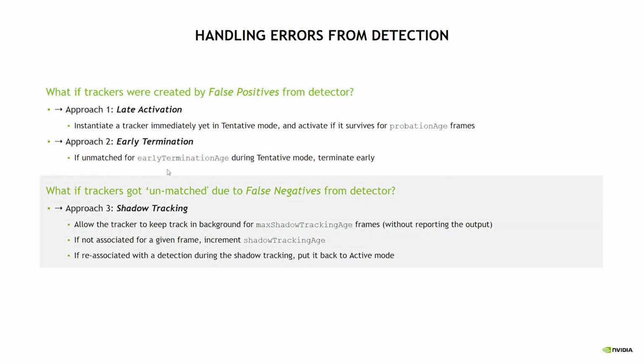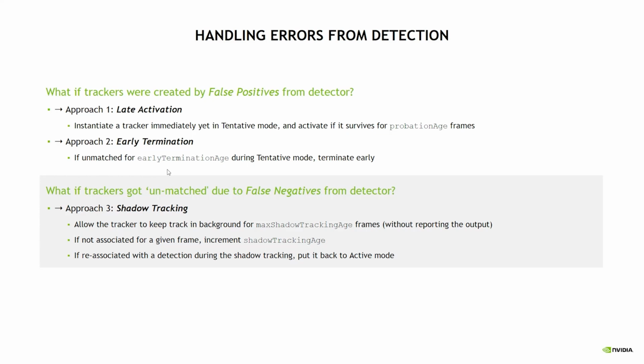Some of the targets may not be matched due to false negatives from the detector. Then we use an approach called shadow tracking. So we allow the tracker to keep track of the object in background for the number of frames that is specified by max shadow tracking age. During this period, the tracker does not report its output to the downstream, because it could also be the case that the object is actually not present in the scene. But these tracking data are stored internally as past frame data.